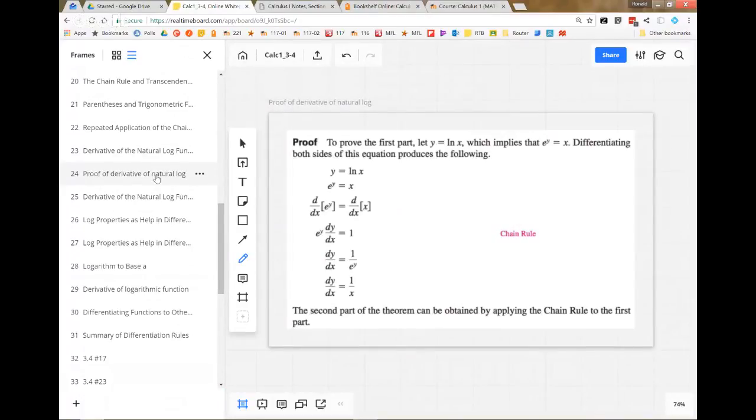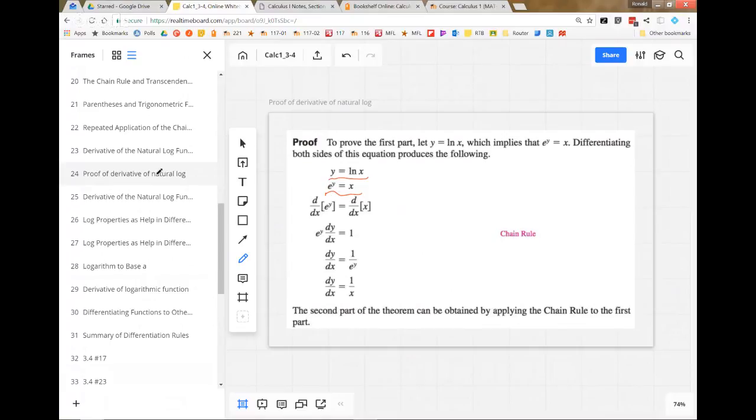So I just wanted to show you the proof. We don't usually look at proofs, but I wanted to show you that the natural log of x, when you take its derivative, really is 1 over x. Here's the function we want to start with. What does it mean when y equals the natural log of x? It means y is the exponent on e that will give you an x.